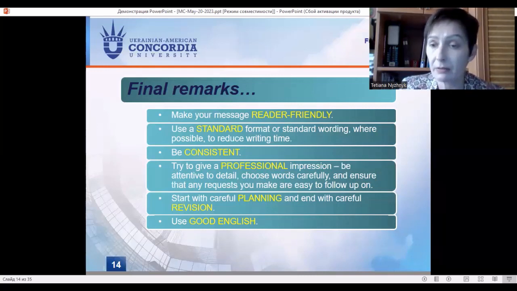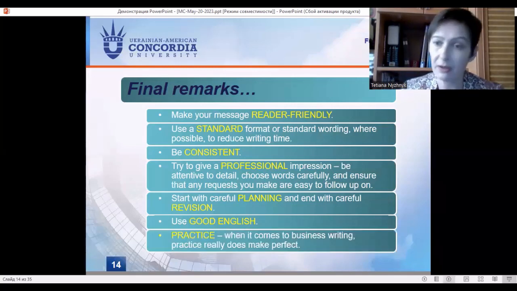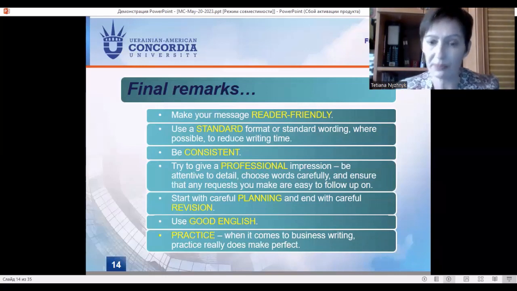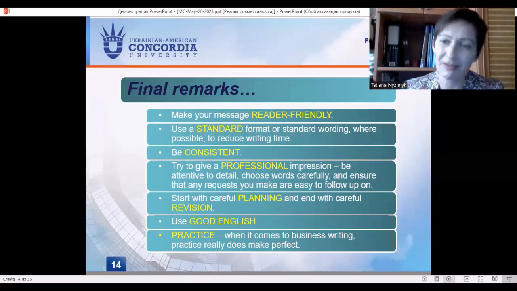And finally, practice. Practice as much as possible, because skill comes with practice. Practice will make perfect when it comes to business writing. Even the hardest types of documents, the most complicated ones, will become easy when you have written 3, 5, 10, 20, or 50.